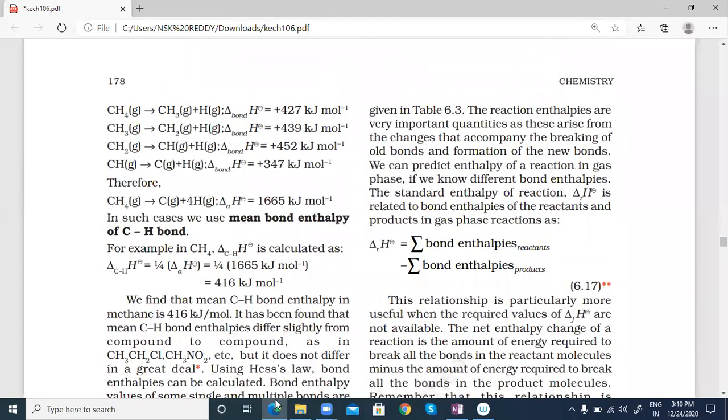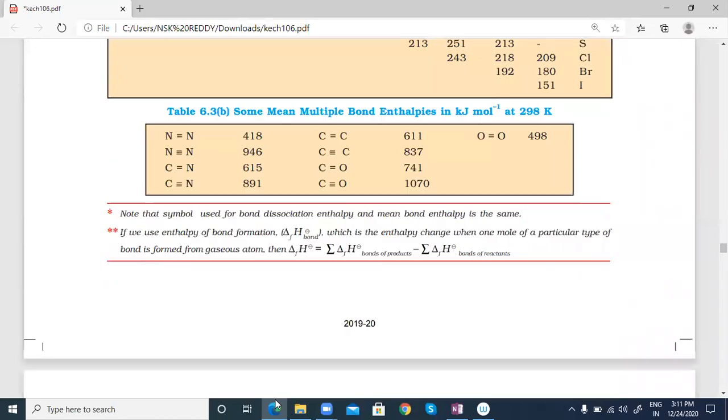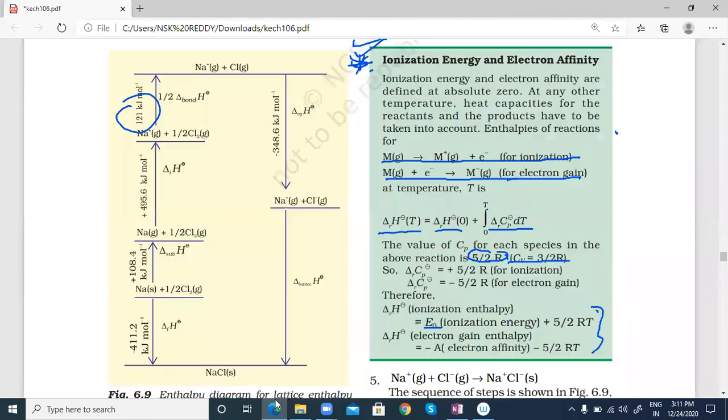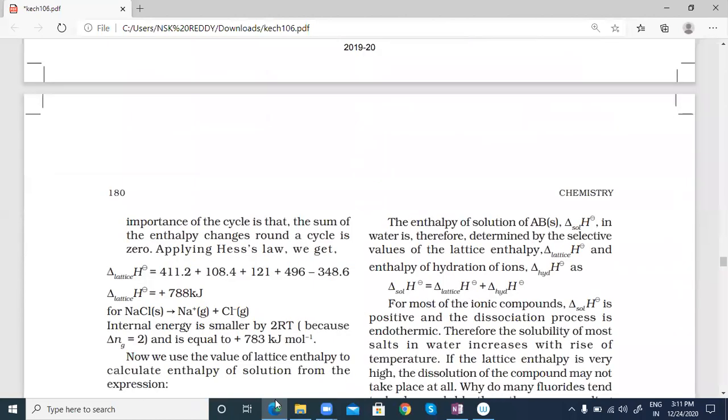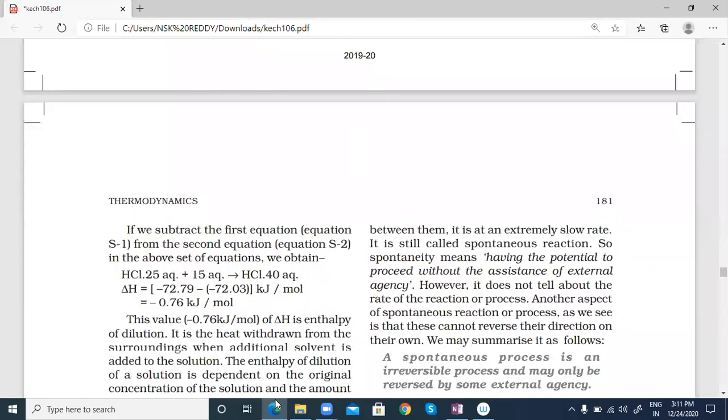For diatomic molecules, bond enthalpy is equal to bond dissociation energy. Got that point? For diatomic molecules, bond dissociation energy equals bond enthalpy. But polyatomic molecules are different: bond enthalpy is different and bond dissociation energy is different.